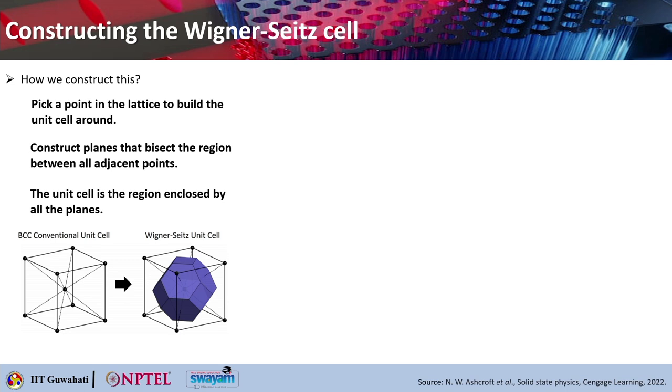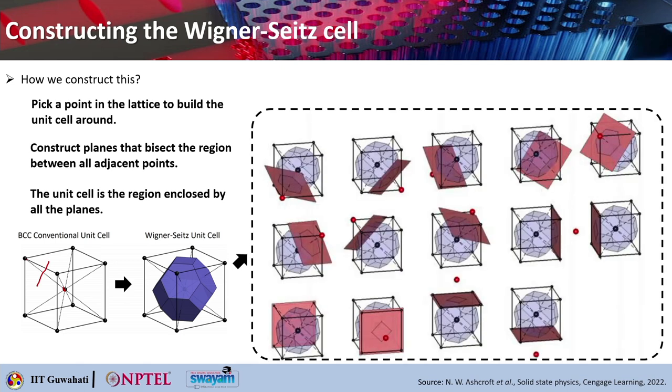So, if you take this and these two points, this point and this point, so there will be a plane. I am just drawing a line, but you think of a plane, it is basically this plane, okay, this plane which bisects that particular region. And similarly, you do it for all these connecting lines, okay. So, wherever you have two adjacent points, you are basically drawing a plane that bisects the region between the two adjacent points. And when you add up all those planes, you basically get this Wigner-Seitz unit cell, okay.